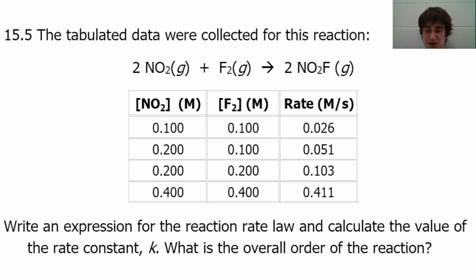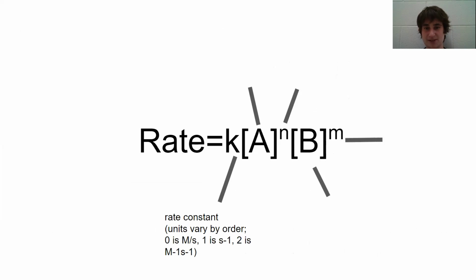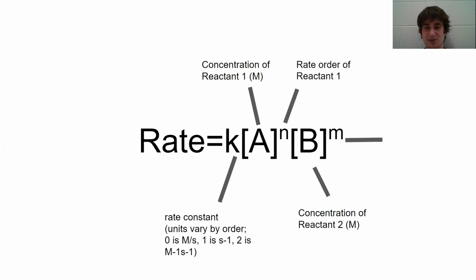So we're going to need a few equations to do that. Here's our generic reaction rate law. We have rate equals K, the rate constant, times A, the concentration of reactant 1 in molarity, to the N, which is the rate order of reactant 1, times B, which is the concentration of reactant 2 in molarity, to the M, which is the rate order of reactant 2.